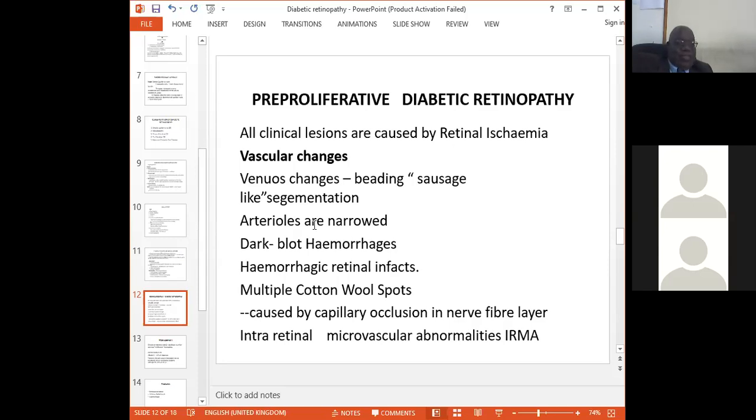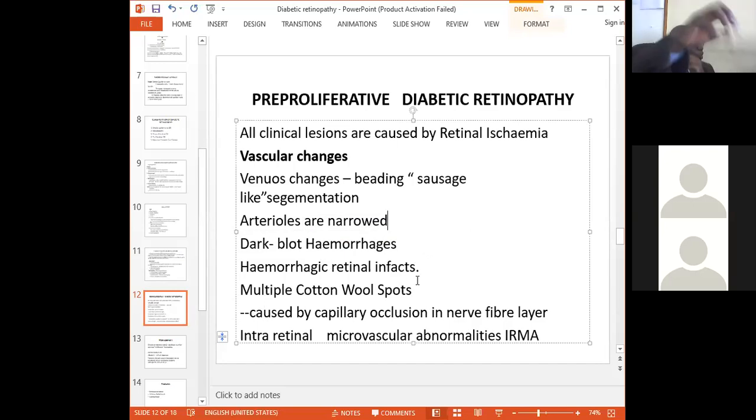Arterioles are narrowed equally, and you can have dark blot hemorrhages, patches of hemorrhages which are dark. Hemorrhagic retinal infarcts or multiple cotton wool spots, small white cotton wool spots. These multiple cotton wool spots are caused by capillary occlusion in the nerve fiber layer. Intraretinal microvascular abnormalities may occur also. I will explain about that.